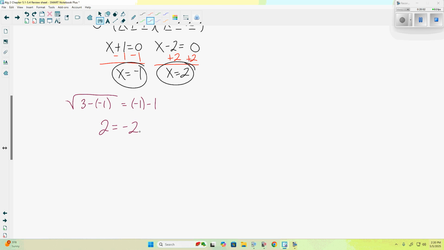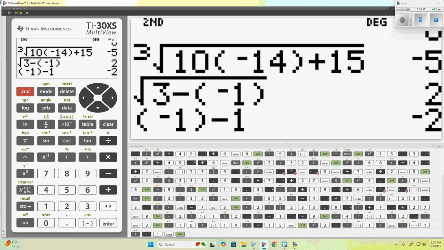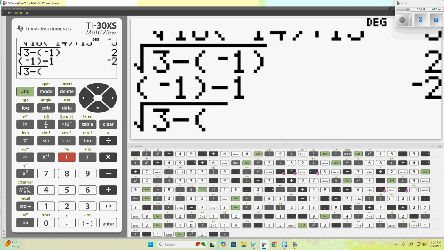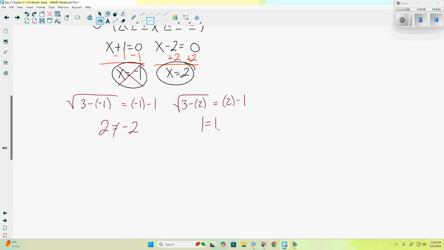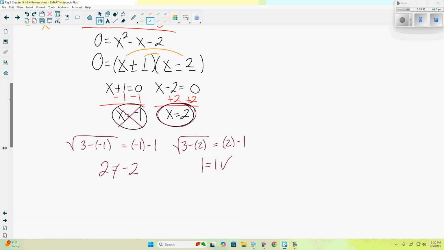Is that a true statement? No. So x equals negative 1 doesn't work. We can do the same thing with 2. Well, we go second square root, 3 minus 2 is 1. 2 minus 1 is 1. So x equals 2 is our only solution.